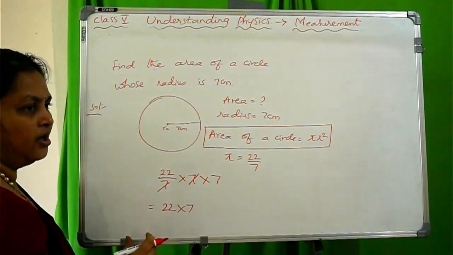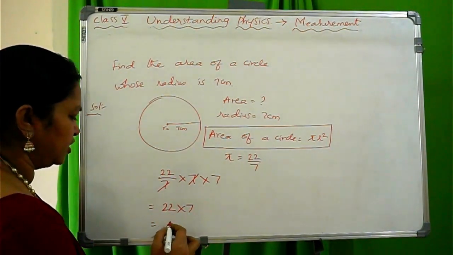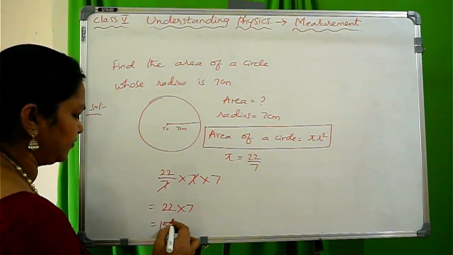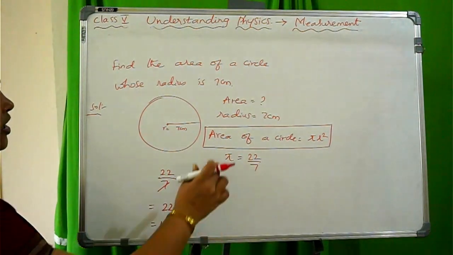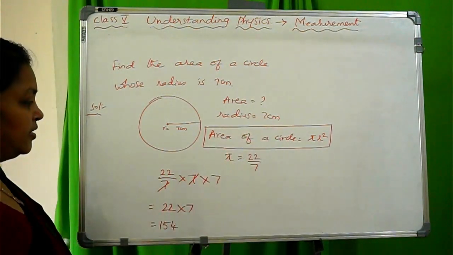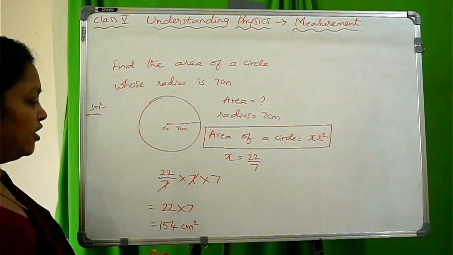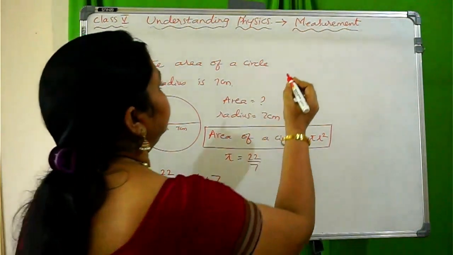If you know the table, okay, otherwise you have to multiply. I'll tell you. 7 2s are how much? 14. So 1 will be there. 7 2s are how much? 14. 14 plus 1, 15. 154. So here r square means what? Centimeter square. Centimeter into centimeter, how much? Centimeter square. So the area of the circle, how much did we get? 154 centimeter square.